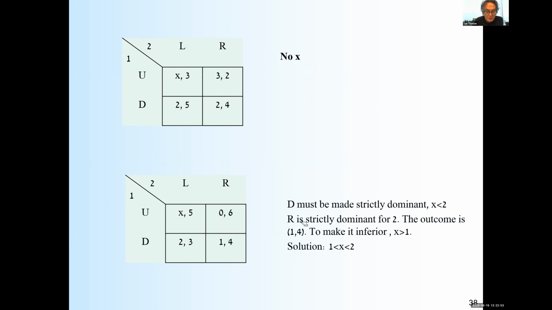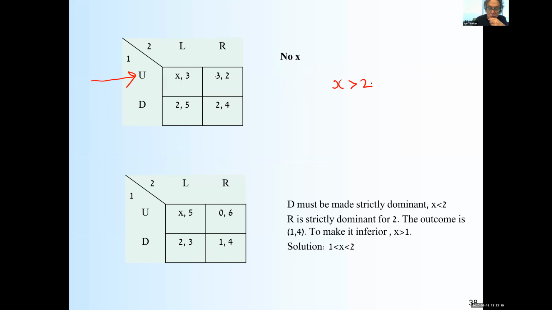Let's take another example. Let's talk about this one. First, 3 is more than 2. I can see for player 1, if at all I have a chance to have a strictly dominant strategy, it must be up. And this will happen if x is more than 2. Let me write it. Sorry. X is more than 2.